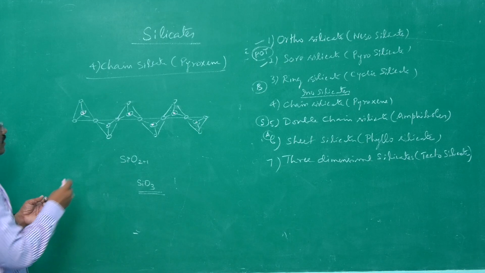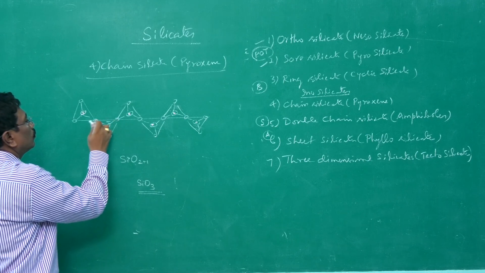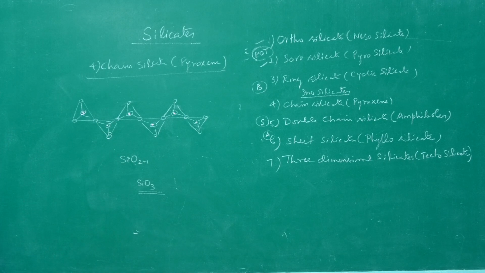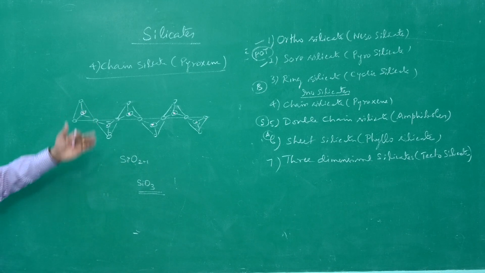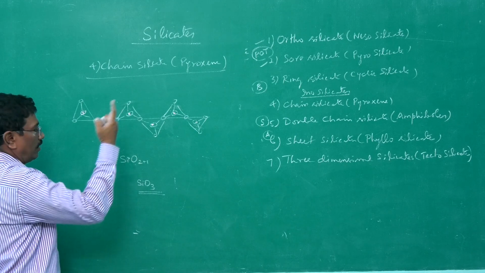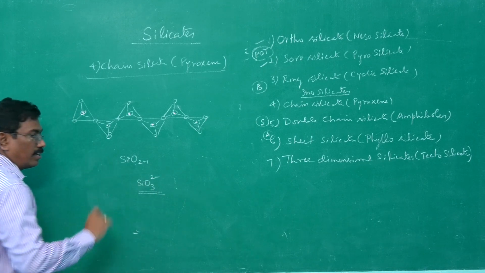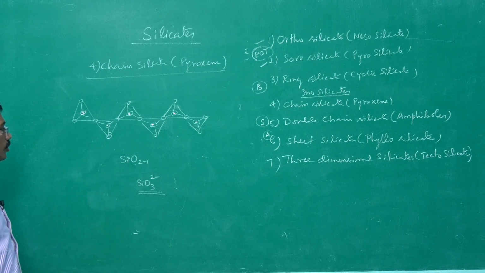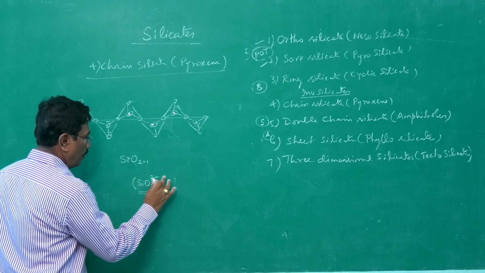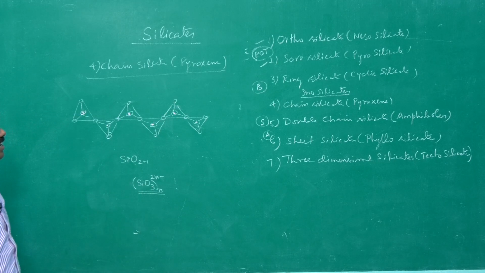Regarding charge, only 2 will have a negative charge. The remaining 2 are shared, and therefore they won't have charge. They are not linked with the metal ion, so they may not get a negative charge from the metal ion. So the charge comes to 2 minus only for each SiO3 unit. If we have n such units, it is 2n minus, as we have seen in ring silicate. Chain silicate or pyroxene also has (SiO3)n 2n minus as the molecular formula.